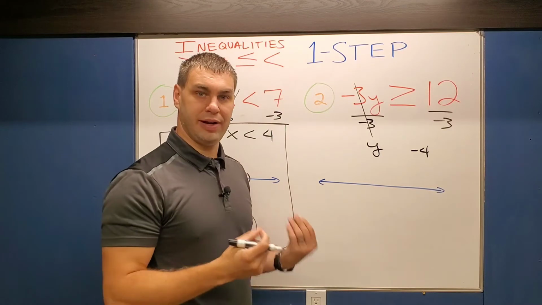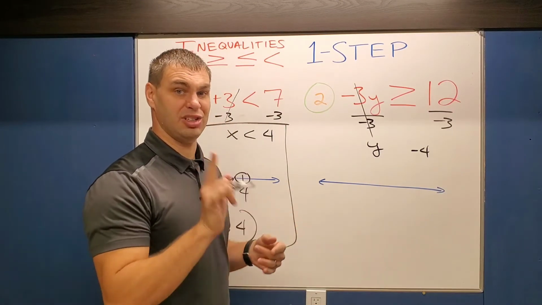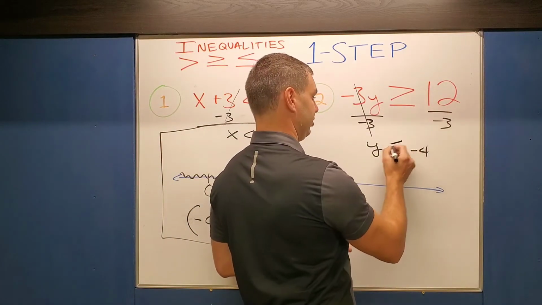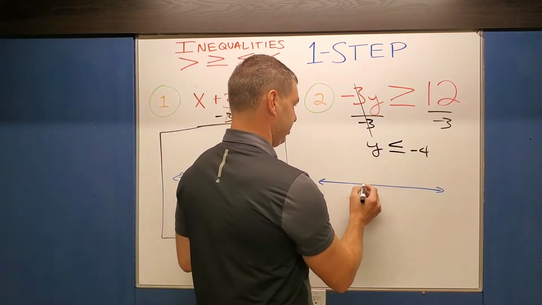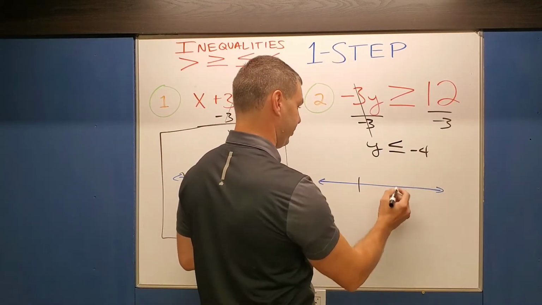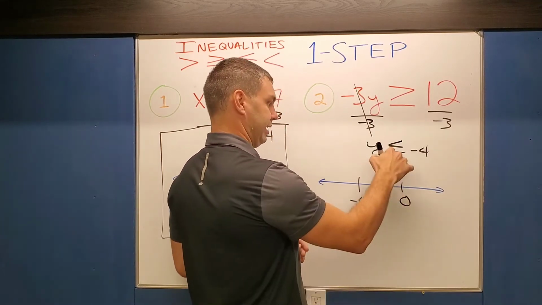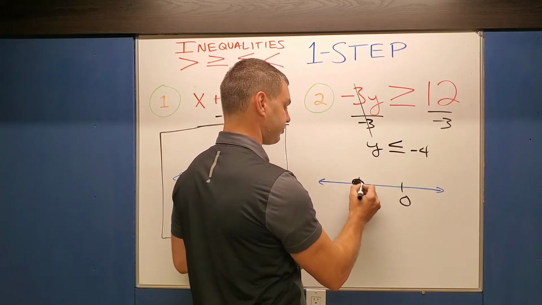But then, since we're dividing by a negative, whenever you multiply or divide by a negative with inequalities, your sign is going to flip. All right, sign's going to flip. So instead of greater than or equal to, we're actually going to have less than or equal to. Okay, so now we have to use my negative 4 and 0. Negative 4 is on the left side of 0. Since it's a less than or equal to, it's going to be a closed dot at negative 4.